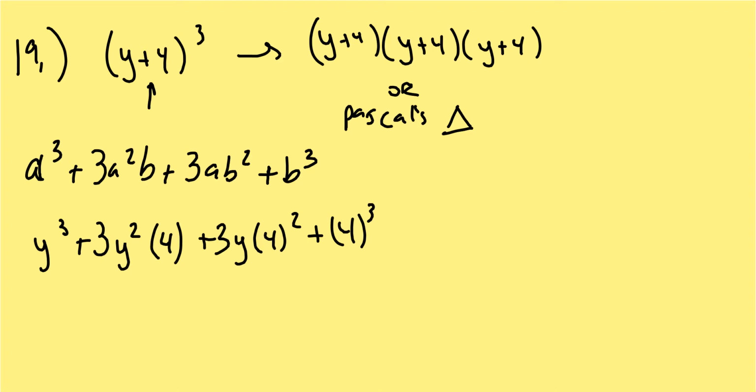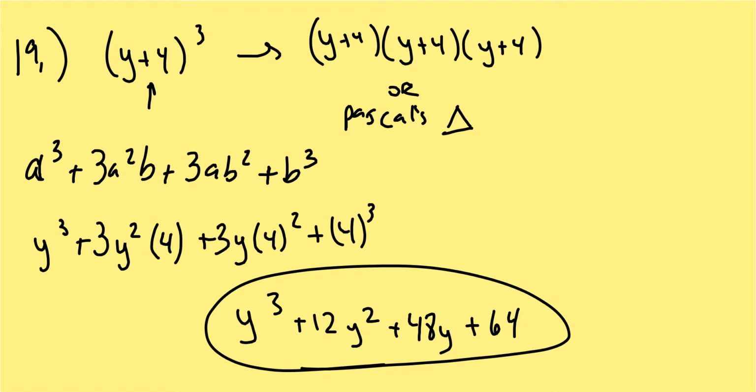Now I just have to simplify it. So my best answer is y cubed. 4 times 3 is 12, so it's plus 12y squared. 4 squared times 3. 4 squared is 16 times 3 is 48y plus 64. And that's it for 19. If you did multiply it out 3 times, you should have got the same answer.